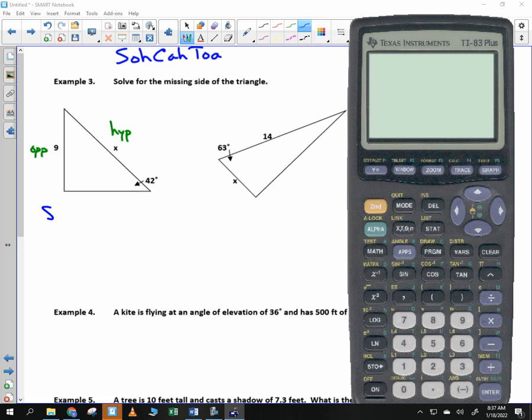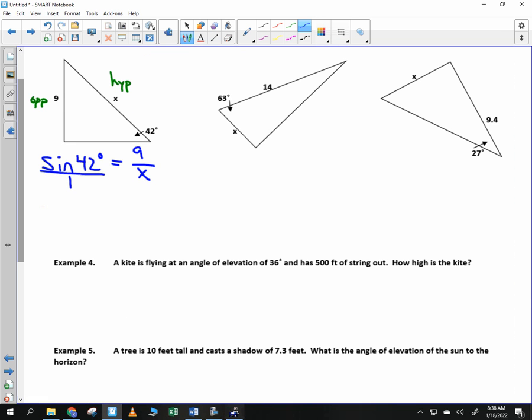And so we write this expression. Sine of 42 degrees is equal to what over what? The opposite, which is 9, divided by the hypotenuse, which is x. I'm going to write it over 1, so I have a fraction equal to a fraction, and I'm going to cross multiply and solve.